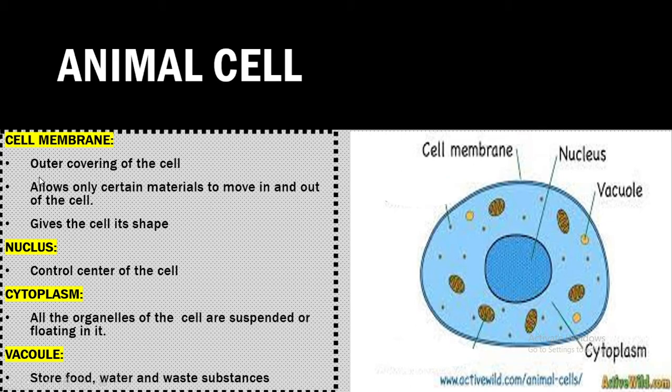And what is a cell membrane? It is the outer covering of the cell. You can see in this picture, the cell membrane is the outer covering of the cell. And what is the function of the cell membrane? It allows only certain materials to move in and out of the cell. Also, the function of the cell membrane is to give the cell its shape.